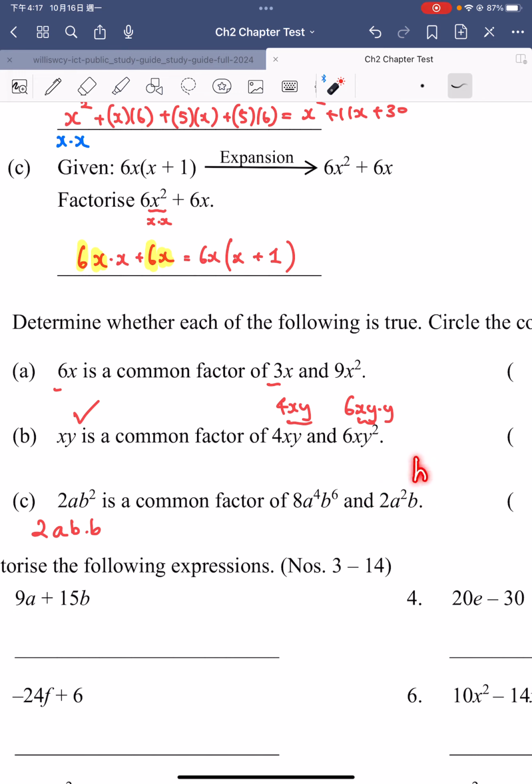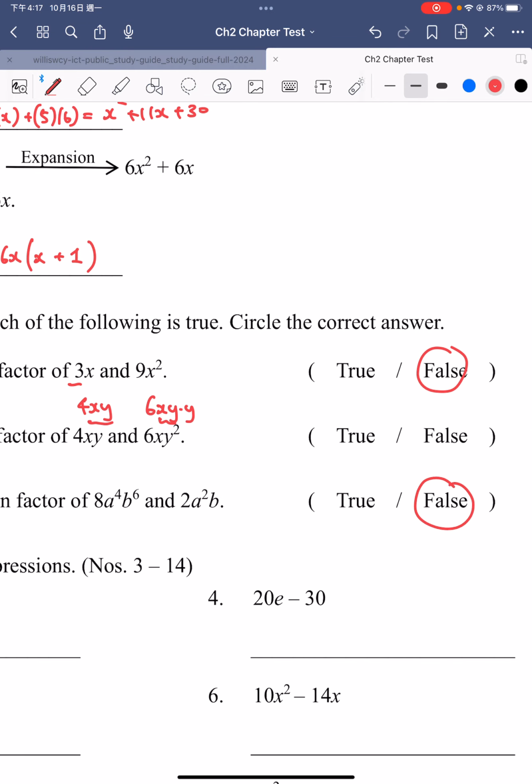We only have one b here, but what we want is b times b. So this b is not enough to be the b squared's common factor, so it's going to be false. So the third one is going to be false, the second one just said is true.